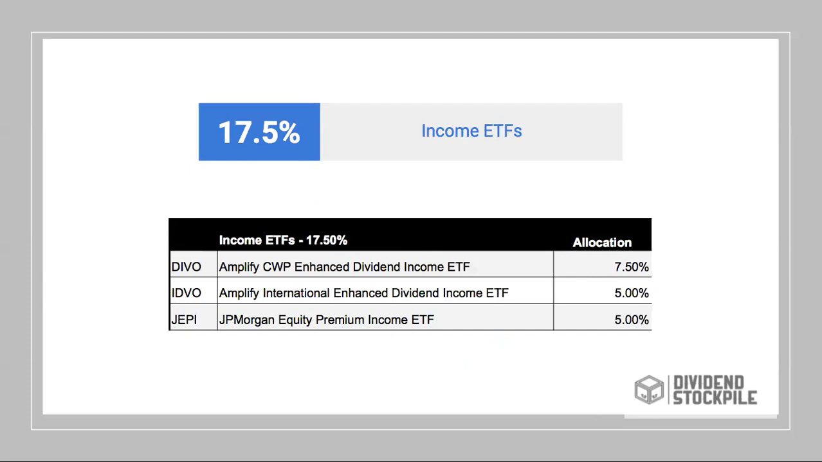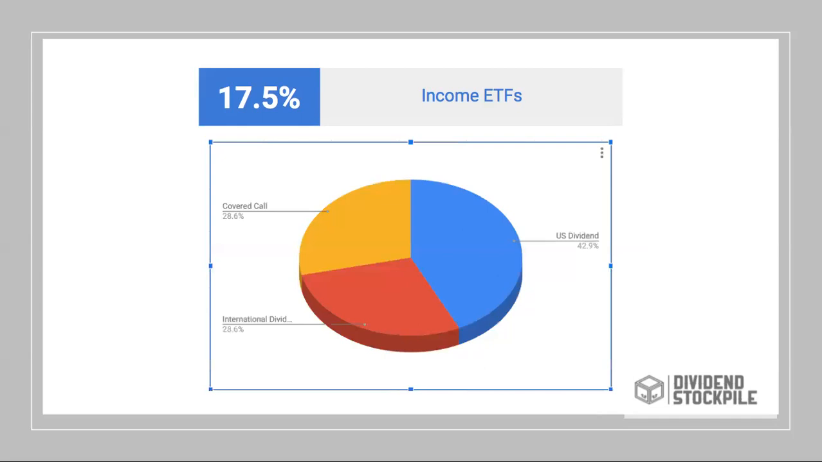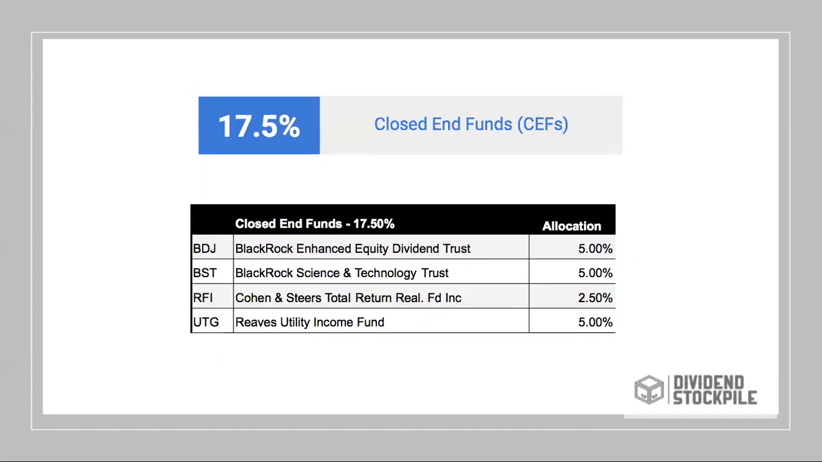For the income ETF allocation of 17.5%, I'm also utilizing 3 funds. The first one is DIVO at 7.5%. IDVO, which is an international version of DIVO, at 5%, and JEPI, the JP Morgan Equity Premium Income ETF, at 5%. Breaking that down, 28.6% is in covered call ETFs, 28.6% is in international dividend ETFs, and 42.9% is US dividend income ETFs. So again, properly diversified across the different asset classes.